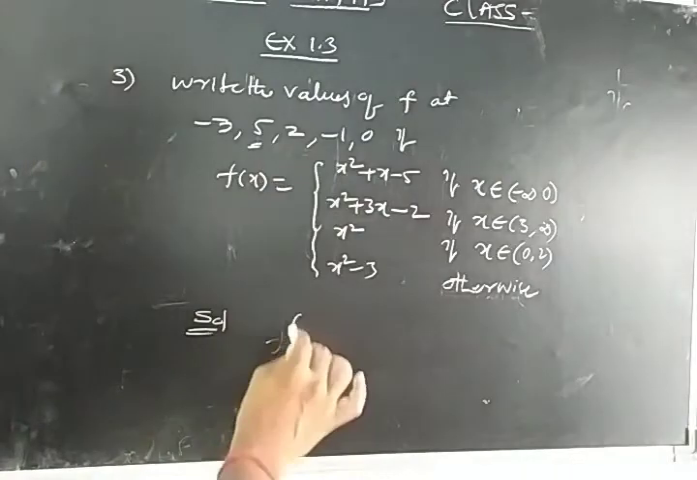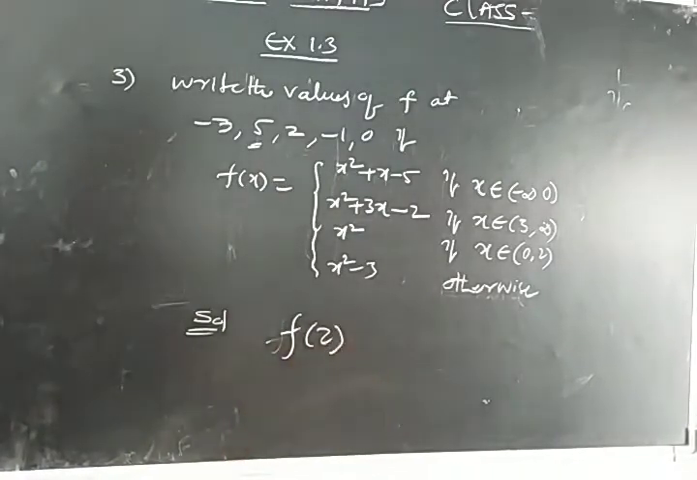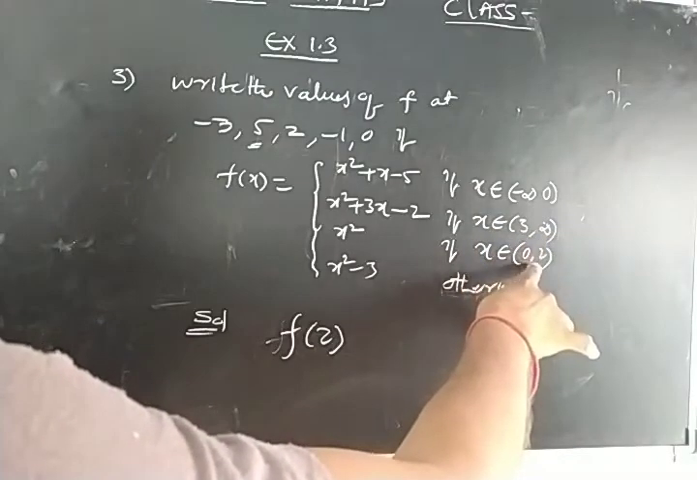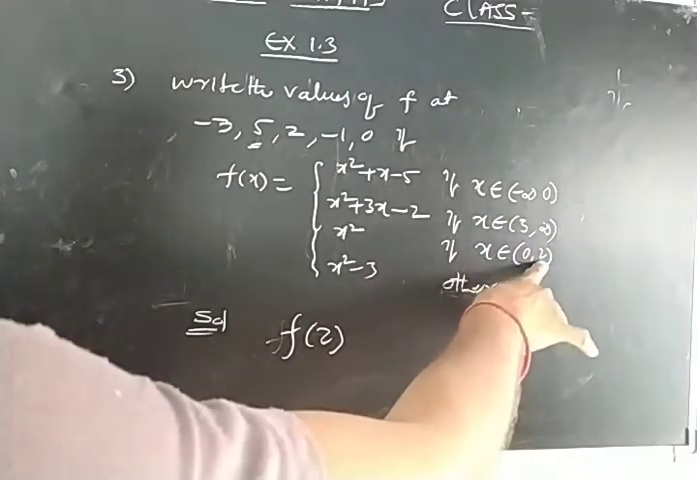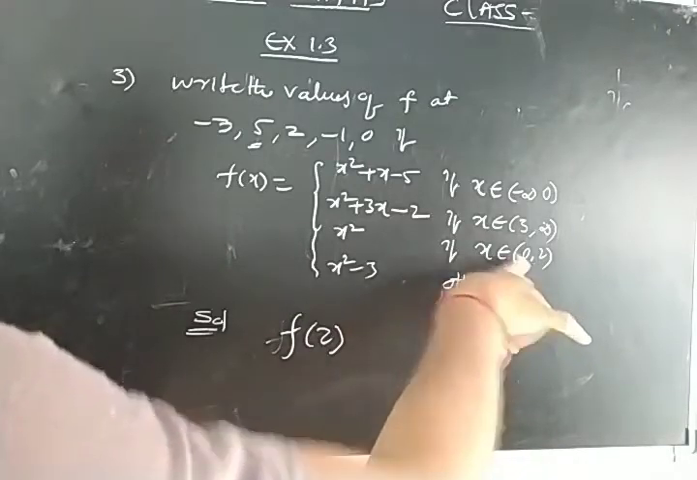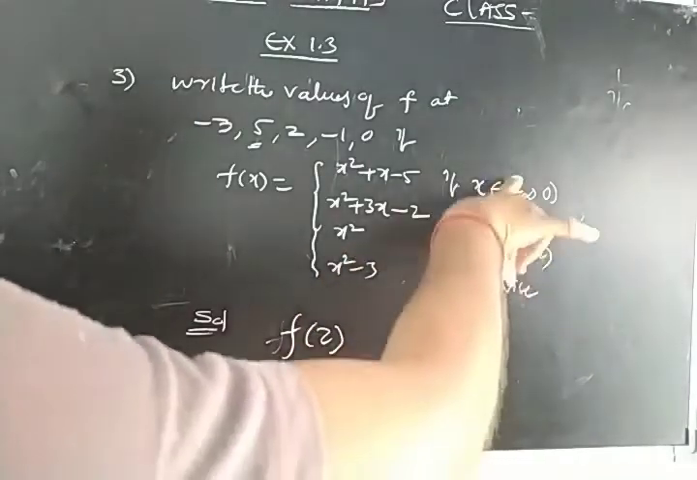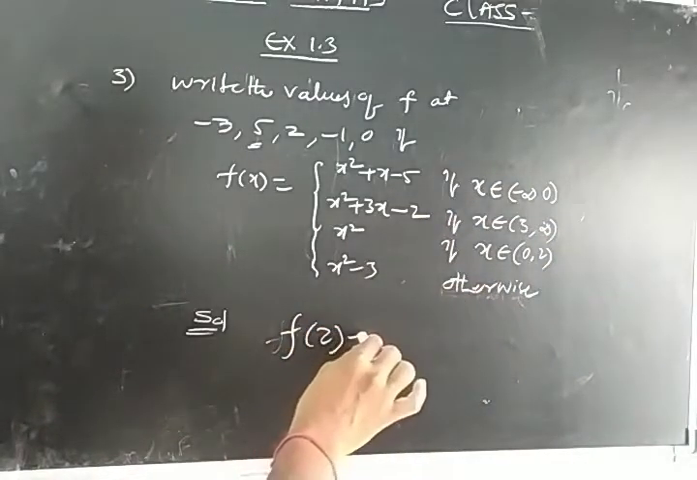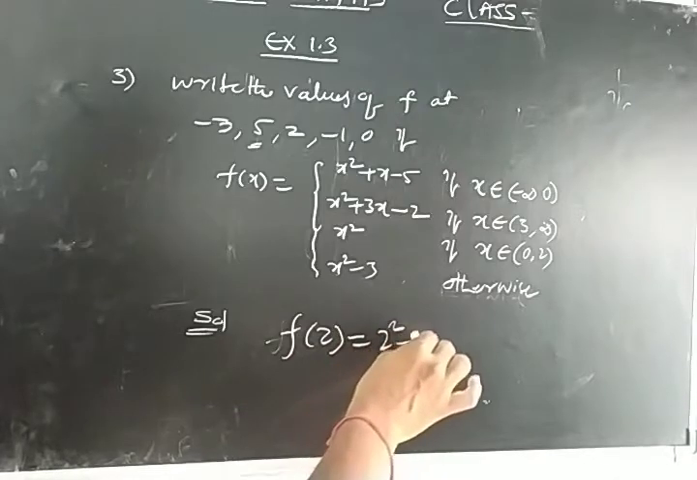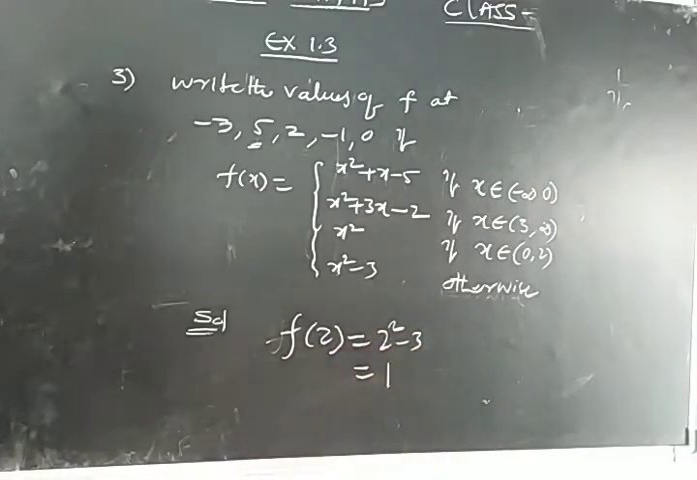Okay, next, function value at 2, f of 2. In which interval does 2 lie? Is it this? No. This one? No. 0 to 2? No, 2 is not included. If x lies between 0 to 2 you can use this, so this case is not possible, so otherwise you can use this definition. In this definition, in place of x I am substituting 2. 2 square minus 3, that is 1.